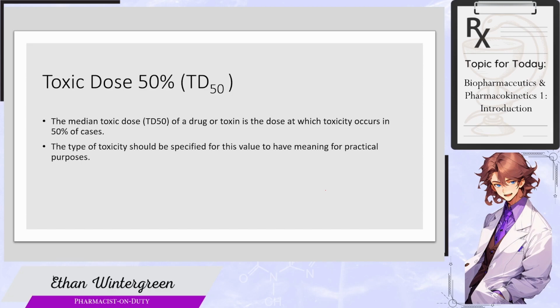Next, you have your toxic dose 50. It is the dose in which 50% of subjects experience toxicity. It's similar to your effective dose 50, but this time, instead of assessing effectivity, we're checking toxicity.